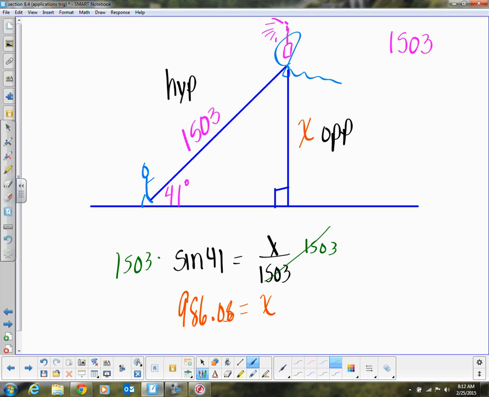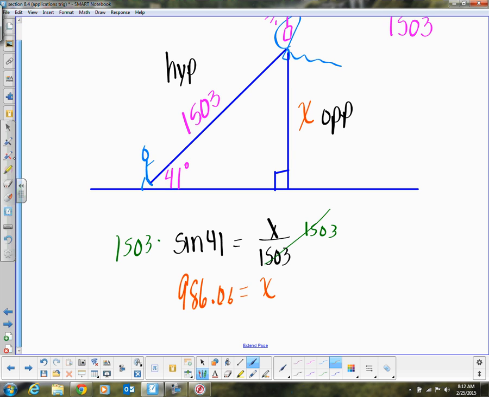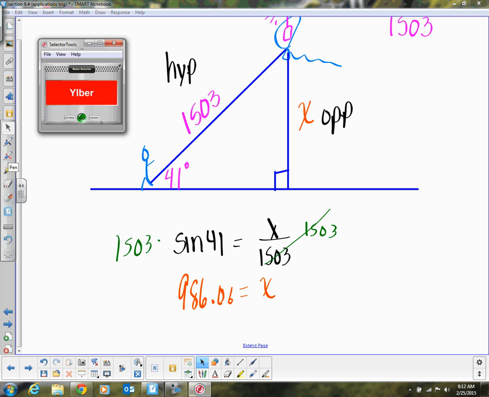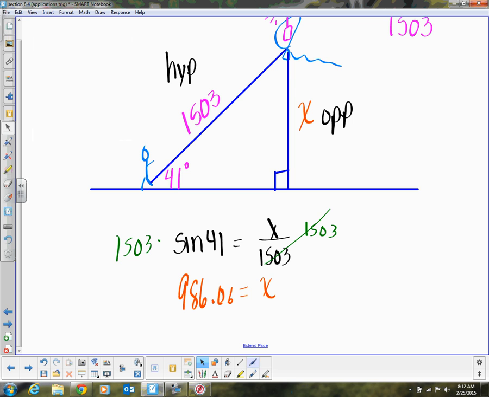Now, before we go any further, what do we have to make sure of? One, did they ask us to round? We said 6. Alright, so it said to the nearest meter. What does that mean? What is the nearest meter? 986.